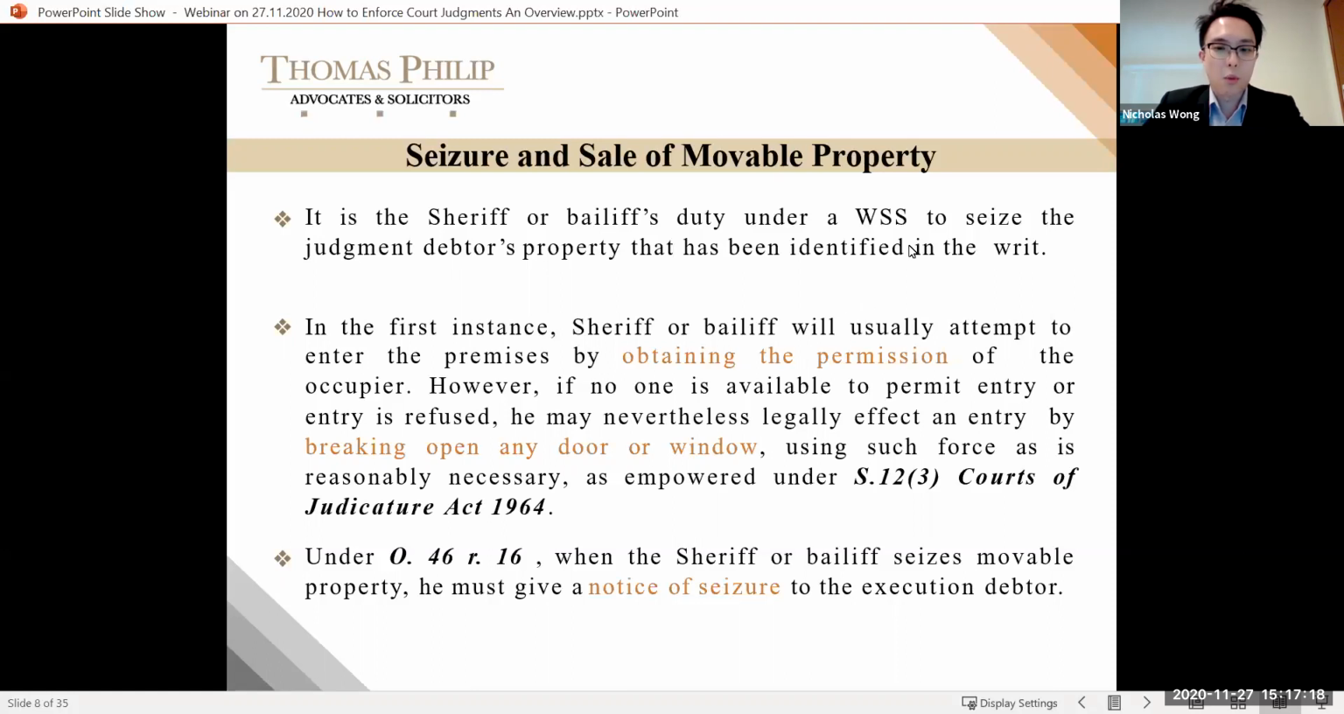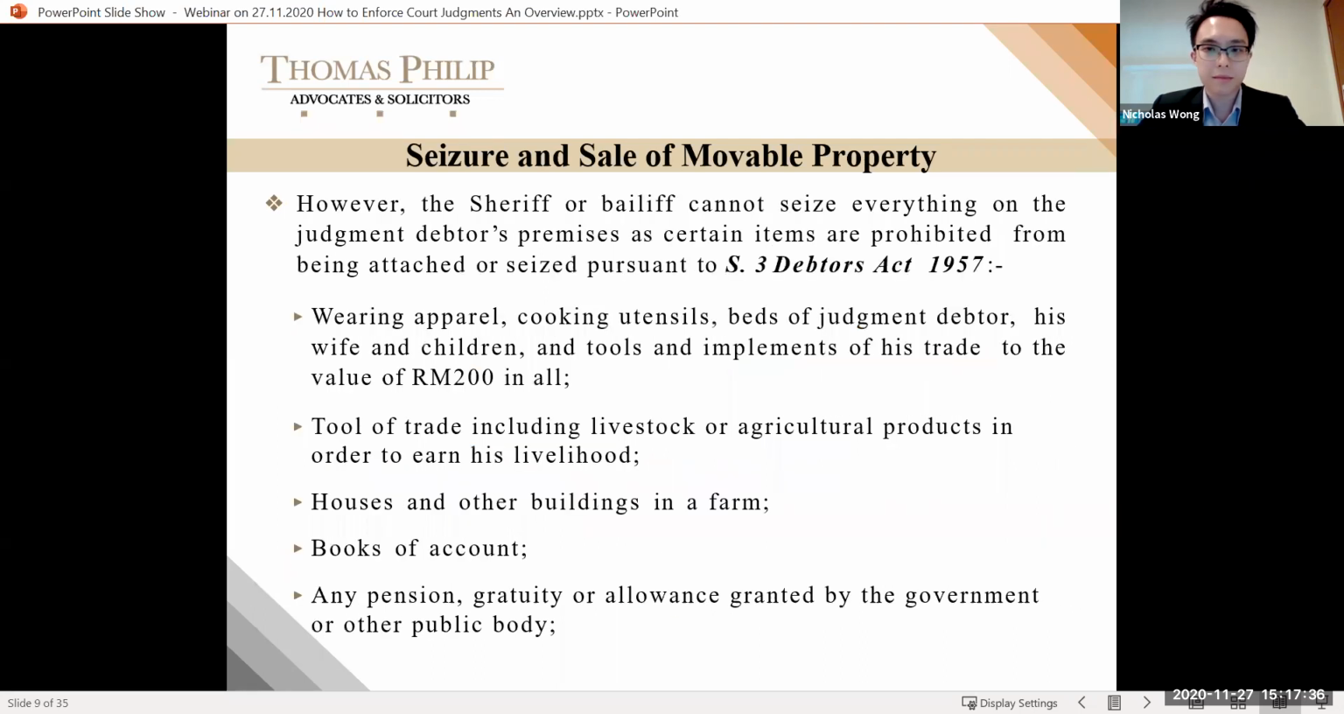And when the property is seized, when movable property is seized, be sure to note that a notice of seizure must also be given. In other words, despite the fact that you're having this sort of draconian situation where someone's belongings are being taken, it must still be accounted for. There is a due process to this. They must be given requisite notice, right?